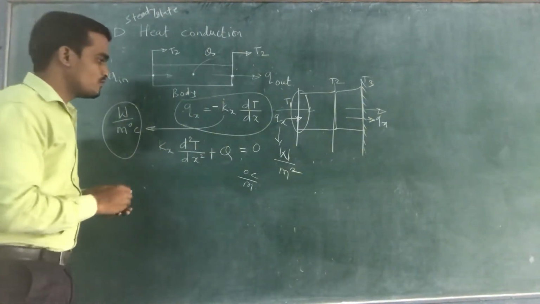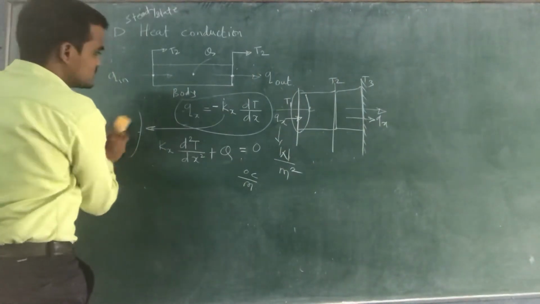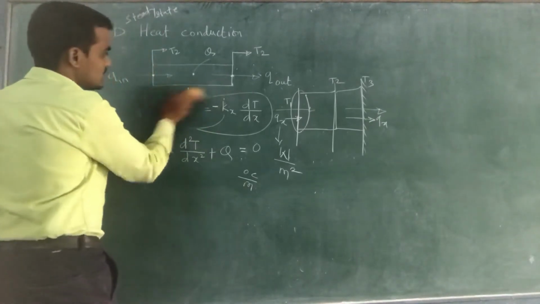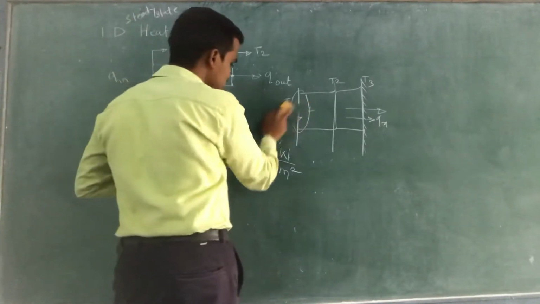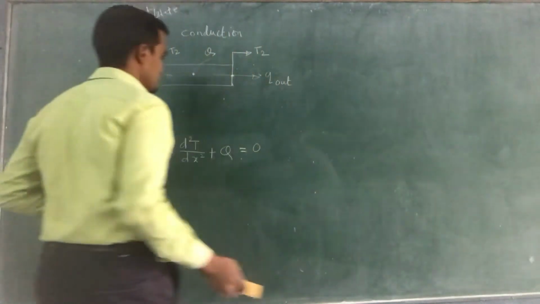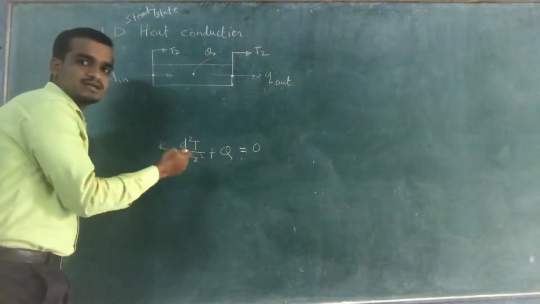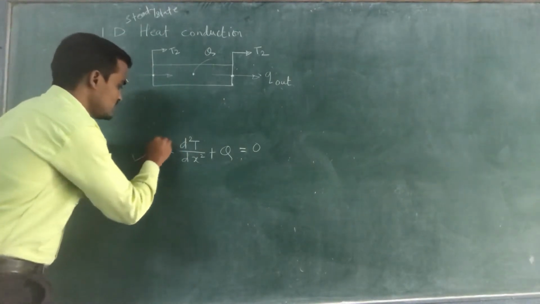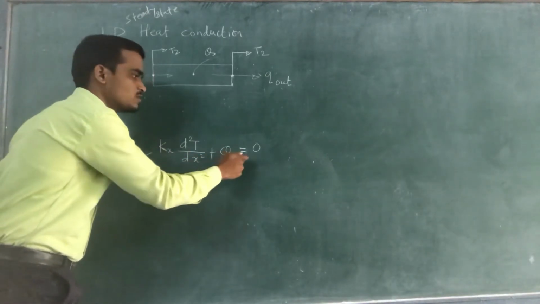Also we know this is your Fourier's law. From Fourier's law you will get Qx equal to minus Kx dT by dx. Also, the governing differential equation for one-dimensional steady-state heat conduction is given by this equation. The one-dimensional steady-state governing differential equation for any type of problem is given by this basic differential equation. It is nothing but Kx into d squared T by dx squared plus q equal to 0.